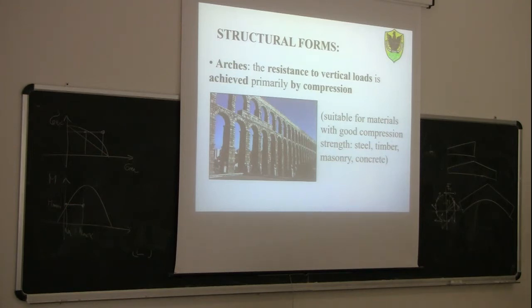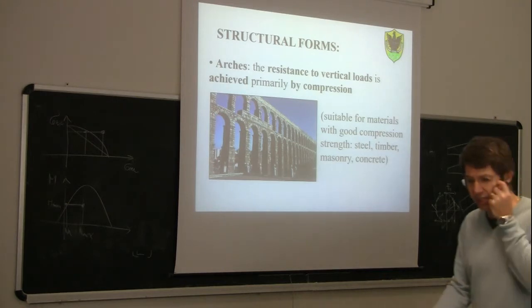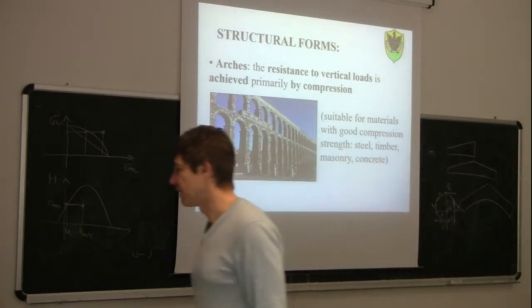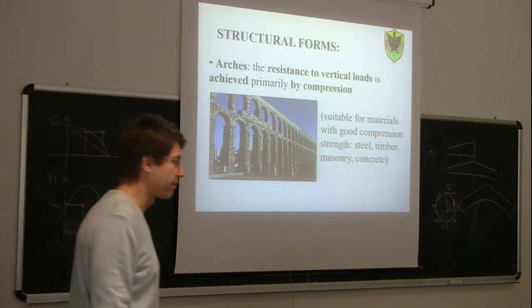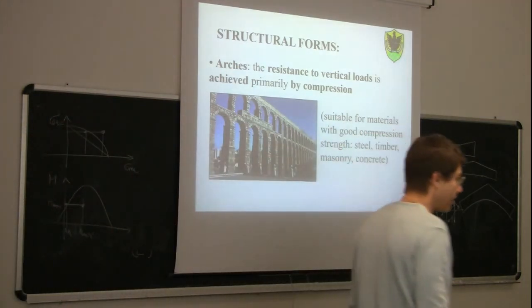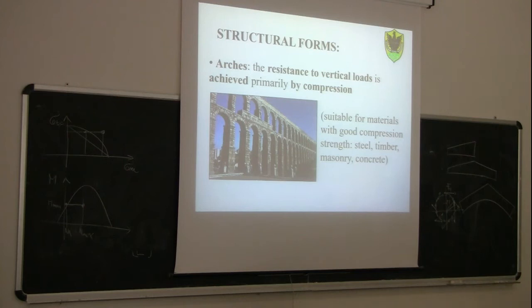So, in this case, the shape is made in such a way that the main force acting in the structure is the compression force. And this is suitable for material with good compression strength. Again, timber, again steel, and in this case we can also add masonry and concrete alone.